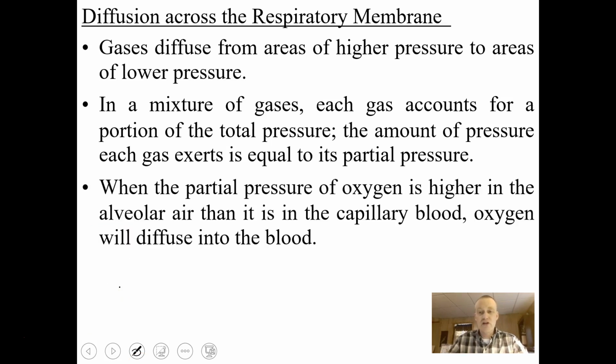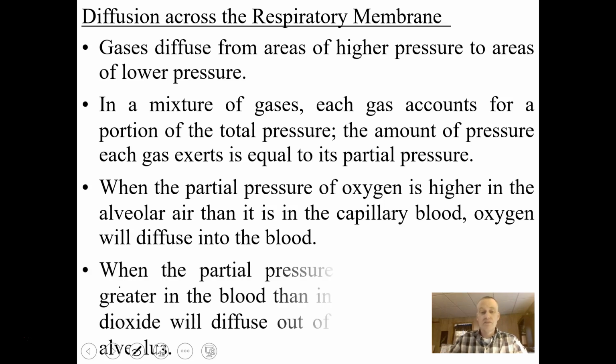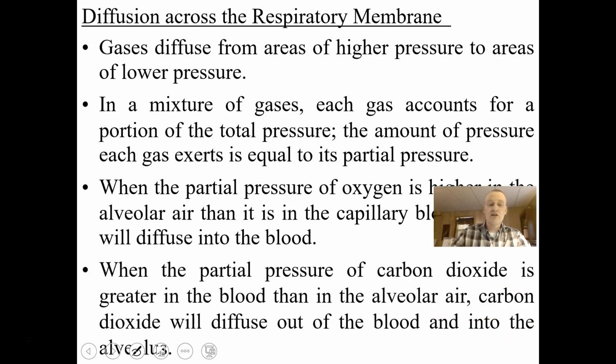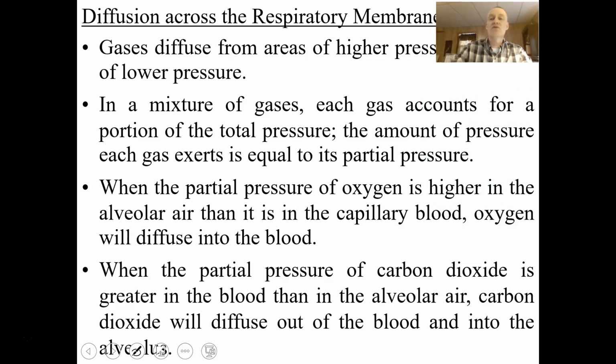When the partial pressure of oxygen is higher in the alveolar air than it is in the capillary blood, then oxygen is going to move from the alveolar air to the blood. If the partial pressure of carbon dioxide is greater in the blood than it is in the alveolar air, then carbon dioxide will diffuse out of the blood and into the alveolus. So essentially the gases are moving from wherever they're at the highest partial pressure to the areas where they're at the lowest partial pressure. So we're just following the physical properties, the physics of how gases move.